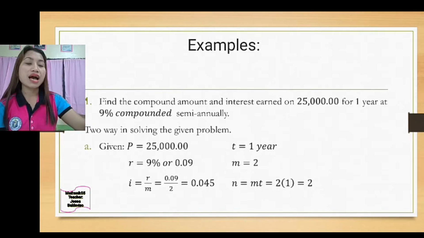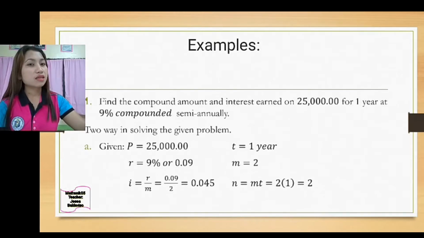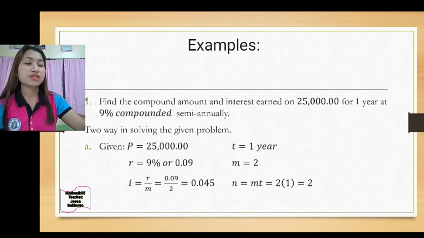And then we have i is equal to r divided by m. So let's substitute. We have 0.09 divided by 2. So the answer is 0.045.